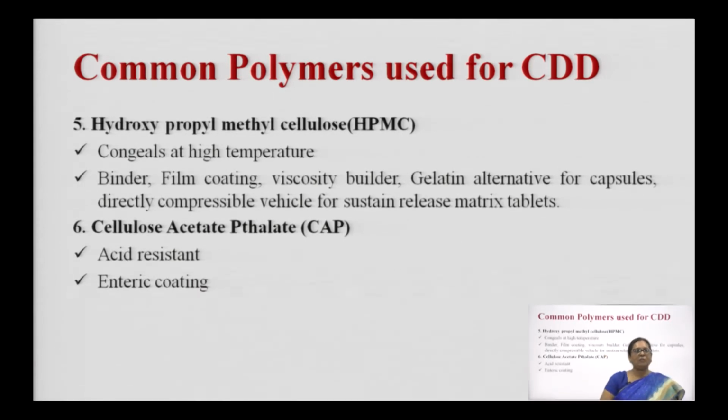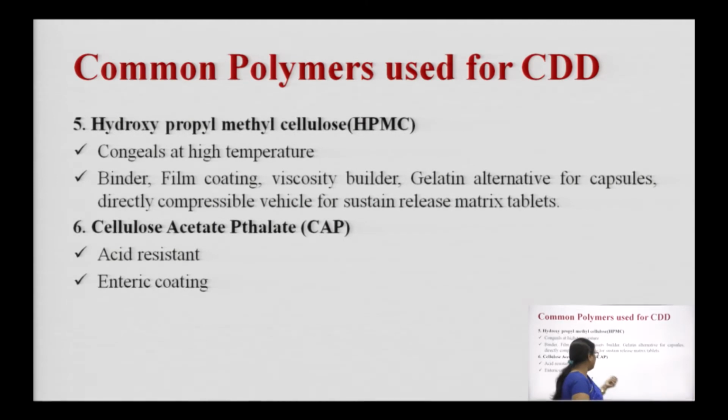A very important application of hydroxypropyl methyl cellulose is in replacement of gelatin. It is an alternative of gelatin for making capsule shells. Now, gelatin is procured from animal source. Strictly vegetarian people may not like to take capsules made out of gelatin shells. So, hydroxypropyl methyl cellulose can be alternatively used for making capsule shells in that case. It has been used as a directly compressible vehicle for preparing sustained release matrix tablets.